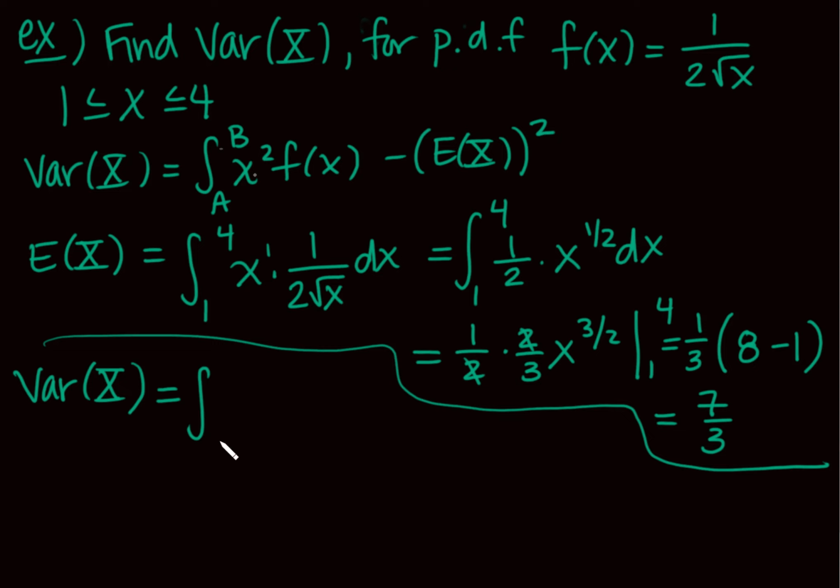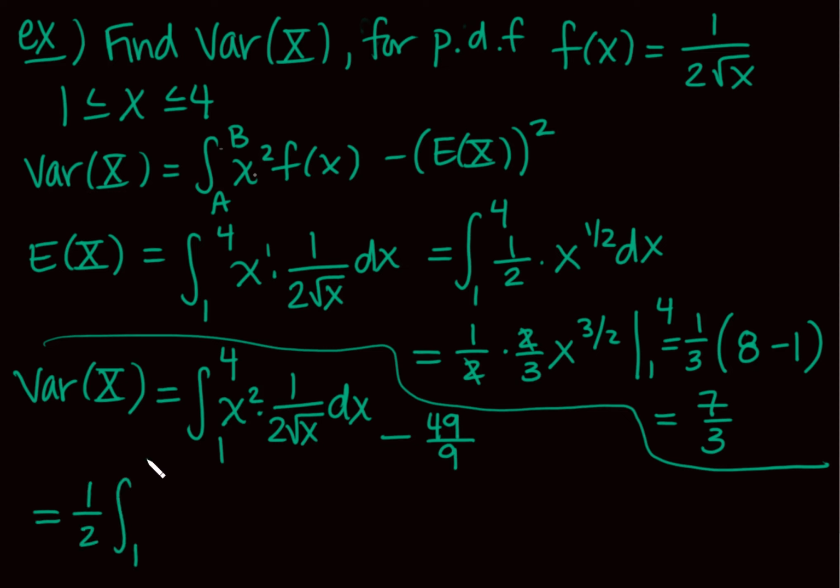All right, so I want to go from 1 to 4. X squared now times my probability density function. And then I want to square my expected value. So if I square that, that's 49/9. Okay. So again, here I could even bring that 1/2 out if I wanted to. 1 to 4. This is x to the 1/2. X to the second times x to the 1/2 is x to the 3/2, right? Wait, x squared times x to the minus 1/2, 2 minus 1/2 is 3/2, if I get a common denominator. And then of course I have the minus 49/9.